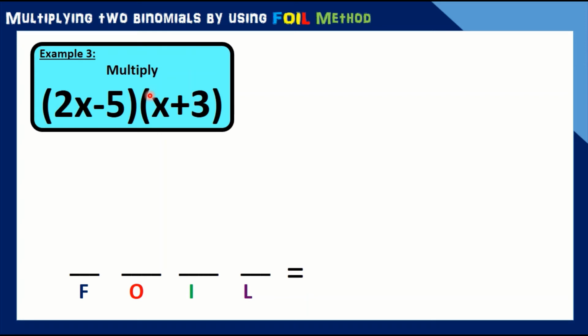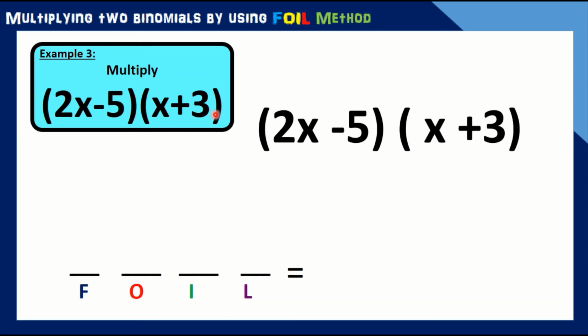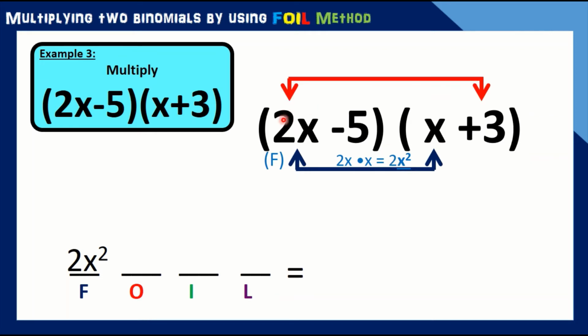Example number 3. Multiply the quantity 2x minus 5 and the quantity x plus 3. Using the FOIL method, multiply the first terms. We have 2x times x equals 2x squared. The outer terms, 2x times positive 3 equals positive 6x.